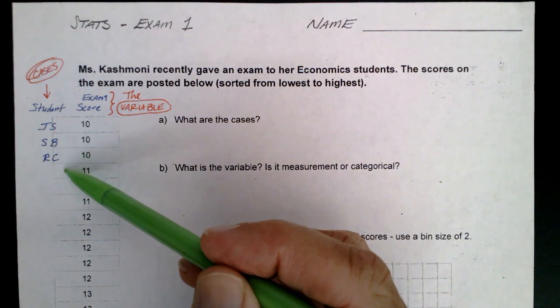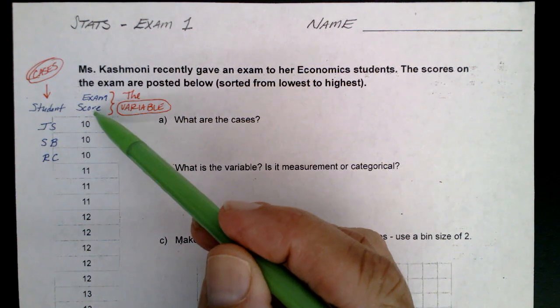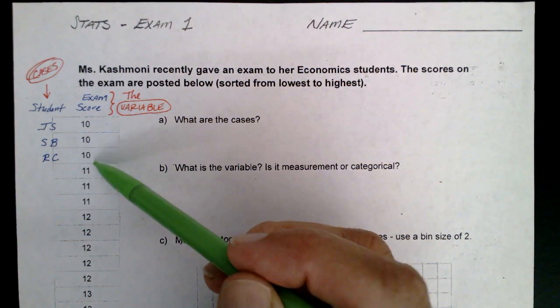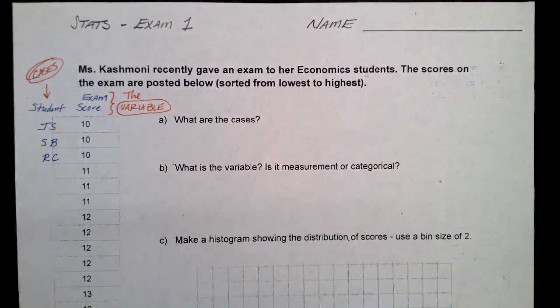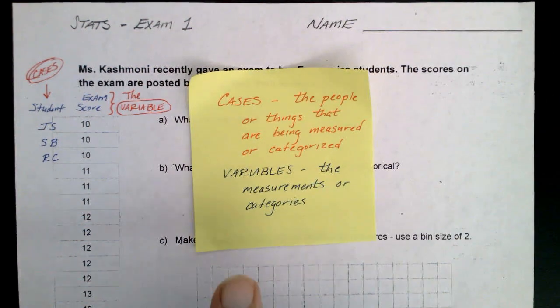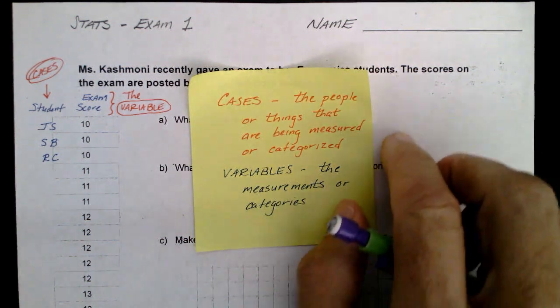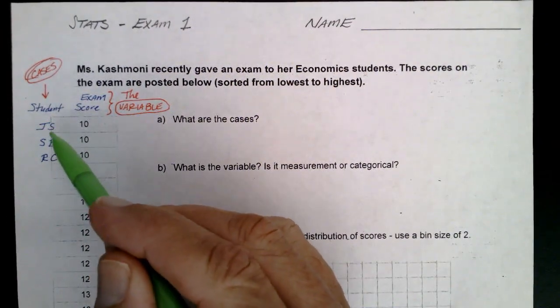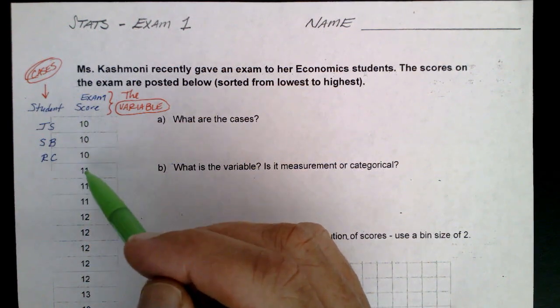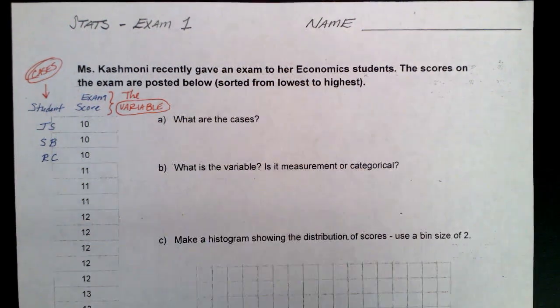You have all the different student names listed here, and I just put down initials of some students. And then the next column would be the exam scores. And this might make it a little easier to decide cases and variables. Again, keep in mind, cases are the people or things that are being measured or categorized, whereas the variables are those actual measurements or categories that you're using. So here these are the people being measured by a test, and then these are the exam scores. So the students would be the cases, and the exam score would be the variable.